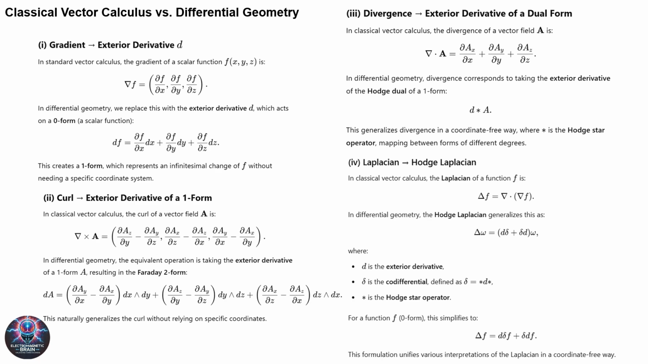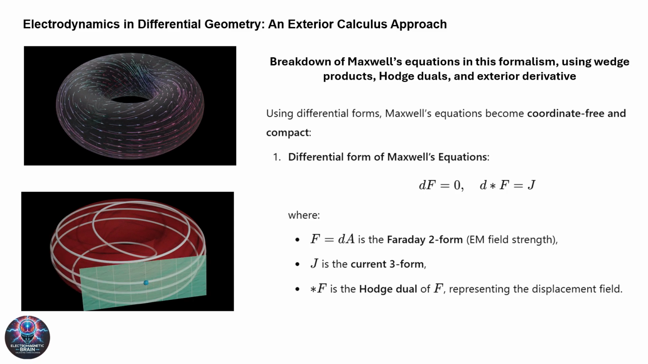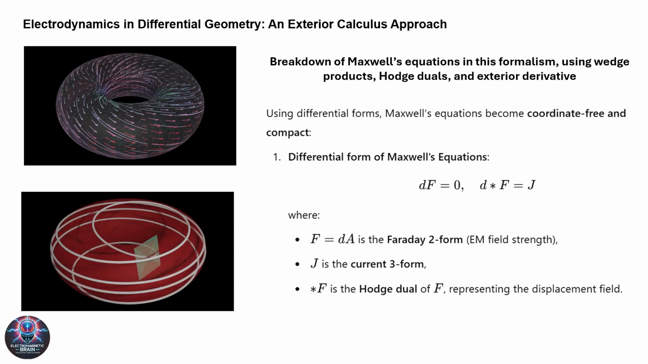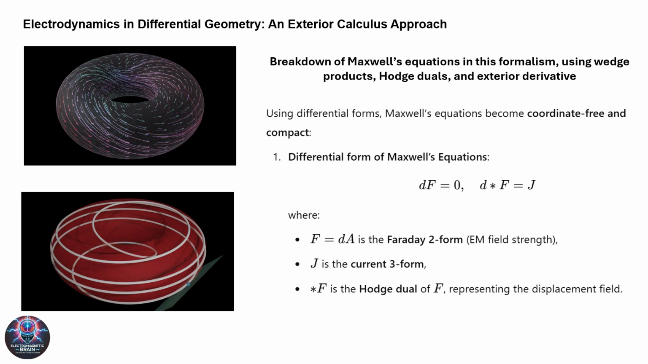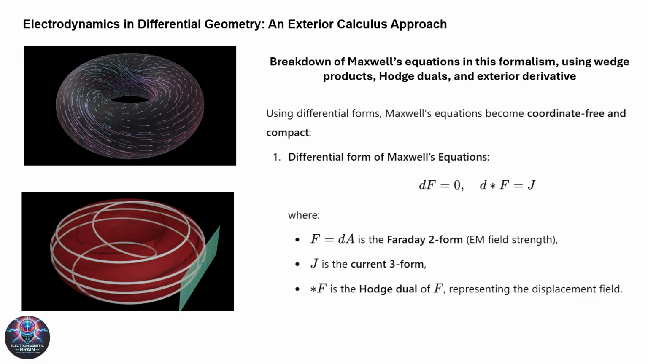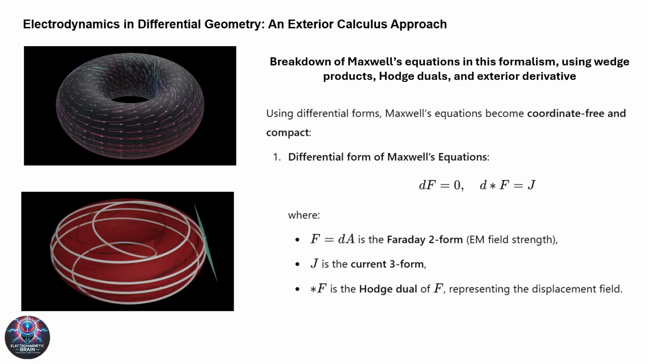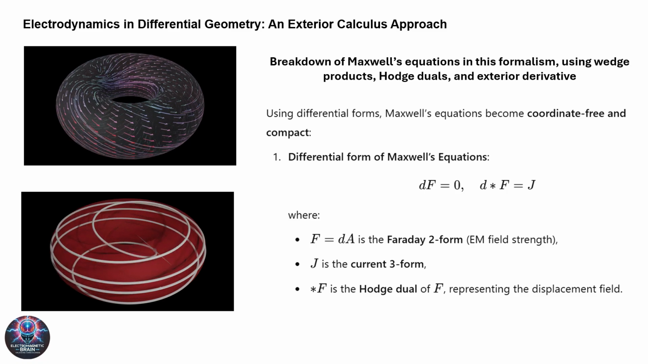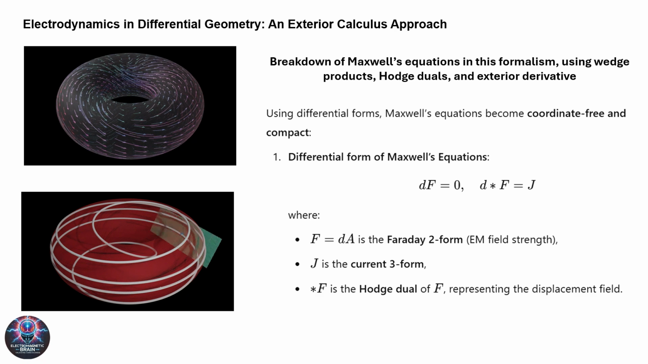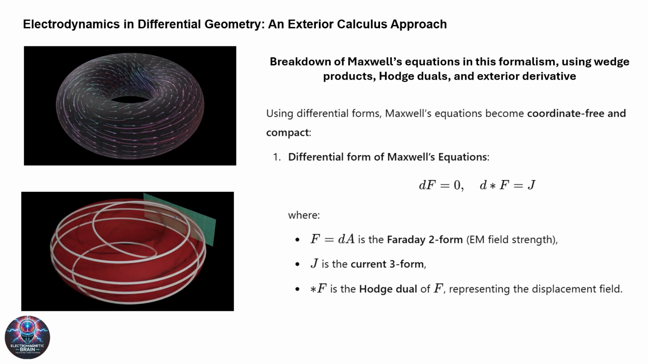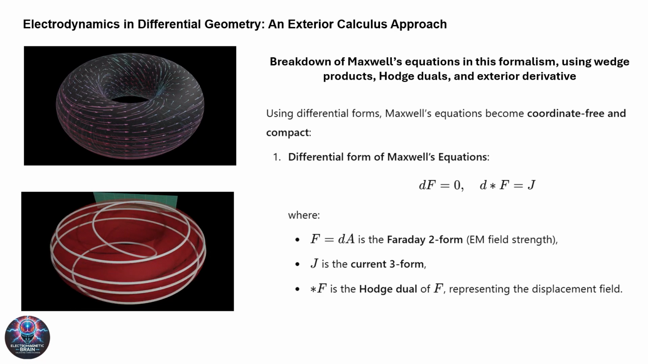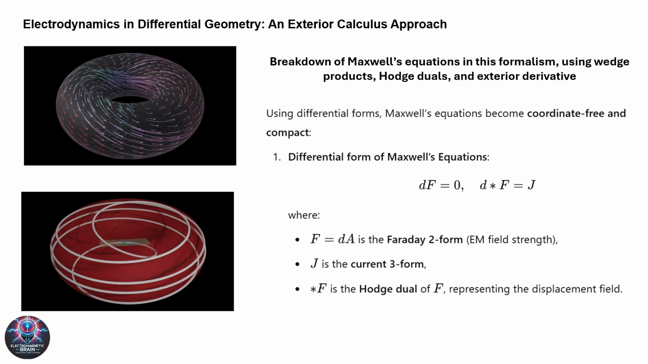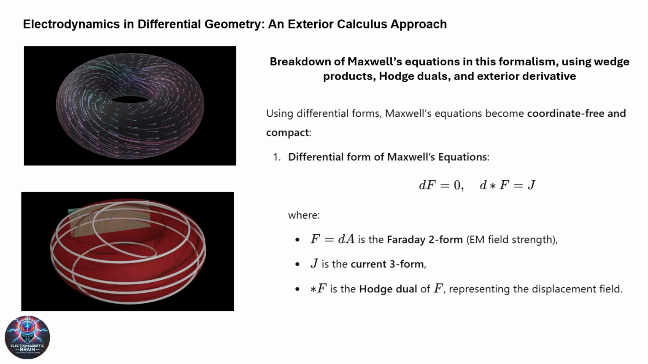In this slide, we reformulate Maxwell's equations using the language of differential forms, making them coordinate-free and compact. Instead of expressing electric and magnetic fields as separate vector quantities, we describe them using differential forms, exterior derivatives, and Hodge duals. This approach not only simplifies the equations, but ensures validity in curved and arbitrary geometries, making it a powerful tool in relativity, electromagnetism, and field theory. Maxwell's equations reduce to two fundamental expressions in this formalism.